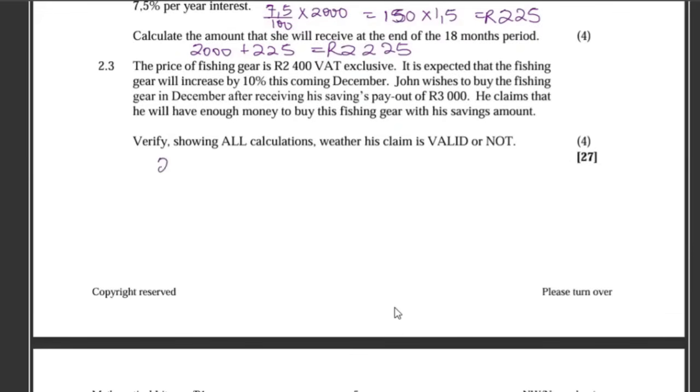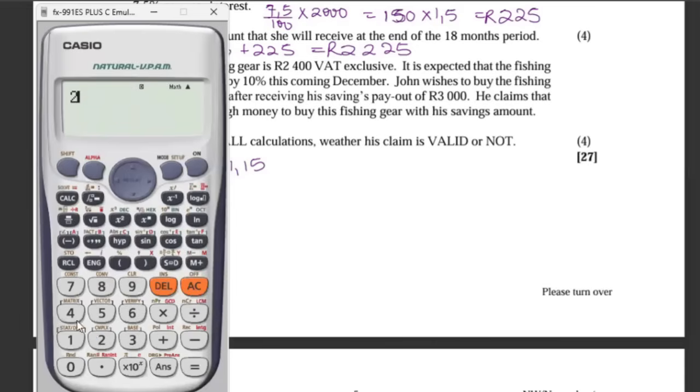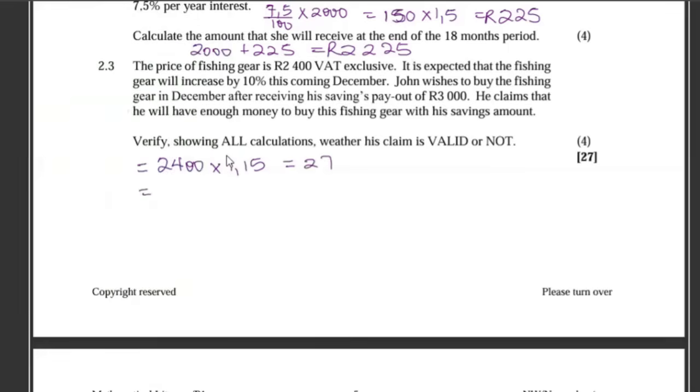So we shall say 2,400. First and foremost, let's include VAT. When we want to include the VAT, it becomes 2,760. So 2,760. The same amount is going to increase by 10%. So we multiply by 1.10. So the answer there becomes 3,036.